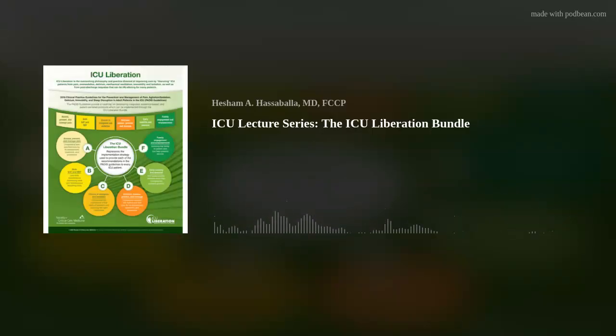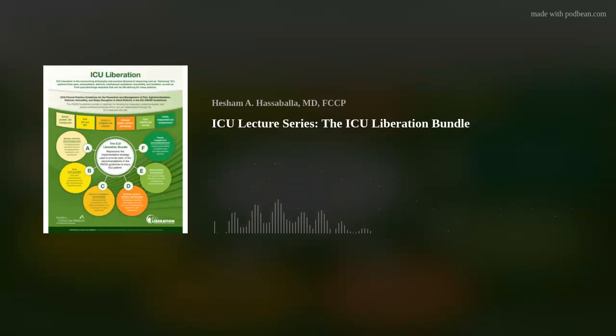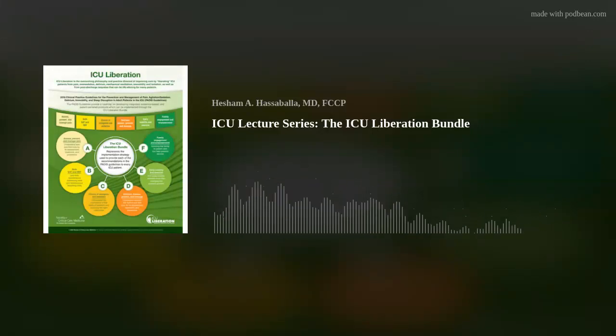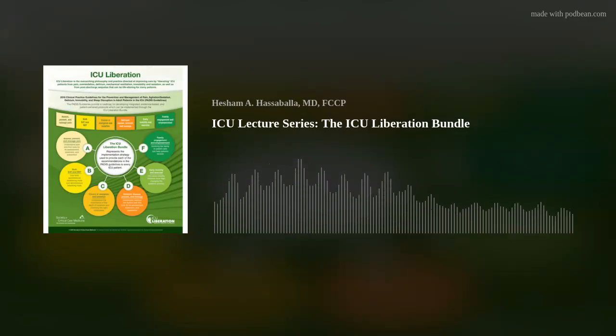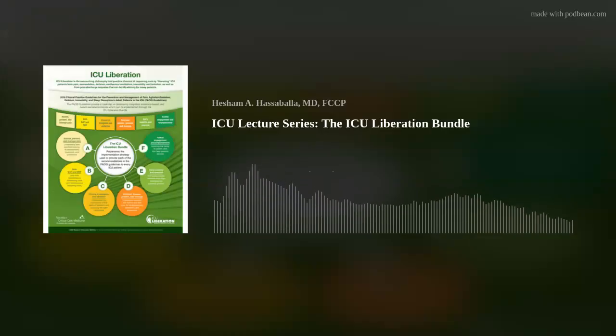Okay. So now there's the B element, which stands for both SAT and SBT: spontaneous awakening trials and spontaneous breathing trials. The studies were done at the University of Chicago a long time ago, where they interrupted sedation and analgesia every single day, woke the patient up, asked them to respond to commands and move the arms and legs, and then put the sedation down to the lowest, least effective dose. They found that those people got extubated faster and were on the ventilator less.